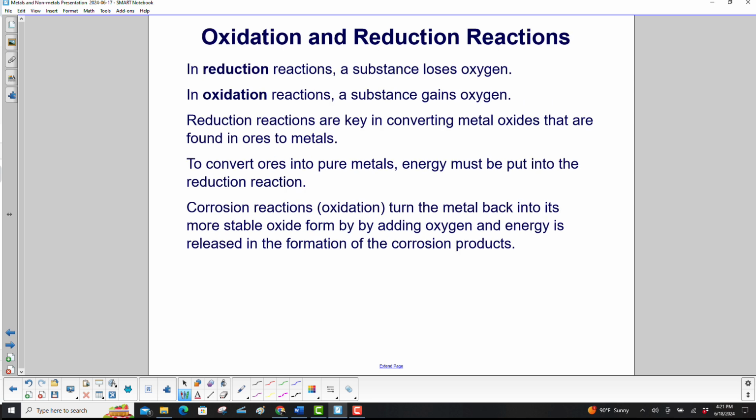In reduction reactions, a substance loses oxygen. In oxidation reactions, a substance gains oxygen. Reduction reactions are key in converting metal oxides that are found in ores to metals. To convert ores into pure metals, energy must be put into the reduction reaction. Corrosion reactions, which are oxidation, turn the metal back into its more stable oxide form by adding oxygen, and energy is released in the formation of the corrosion products.